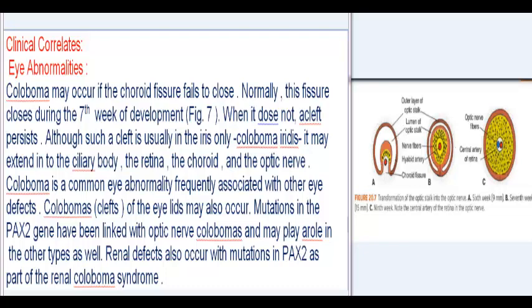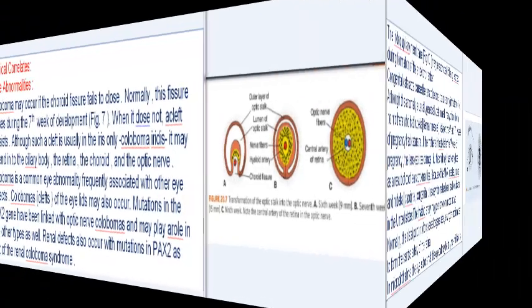Although such a cleft is usually in the iris only, coloboma iridis, it may extend into the ciliary body, the retina, the choroid, and the optic nerve. Coloboma is a common eye abnormality frequently associated with other eye defects. Colobomas, clefts, of the eyelids may also occur. Mutations in the PAX2 gene have been linked with optic nerve colobomas and may play a role in the other types as well. Renal defects also occur with mutations in PAX2 as part of the renal coloboma syndrome.